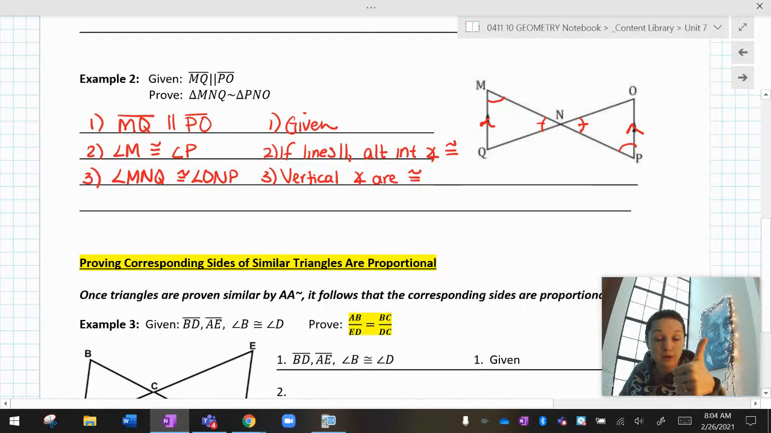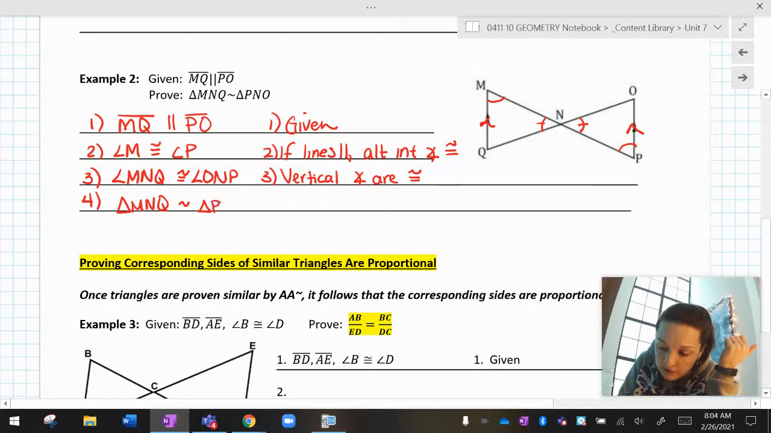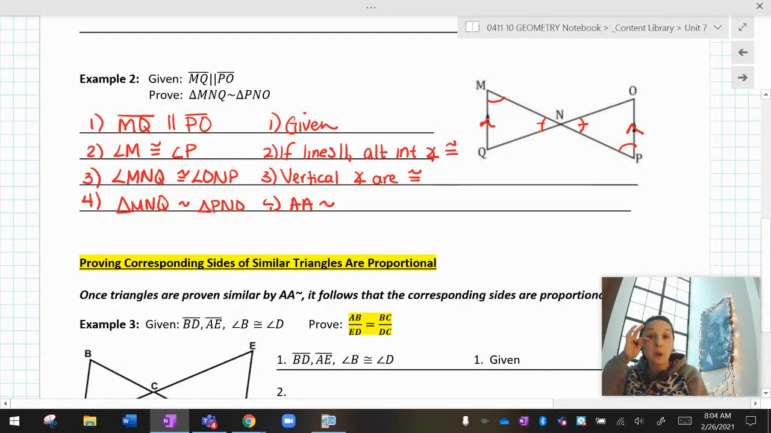I have 1 pair of angles. I have 2 pairs of angles. I have angle-angle similarity now. So now I know triangle MNQ is similar to PNO by angle-angle similarity.